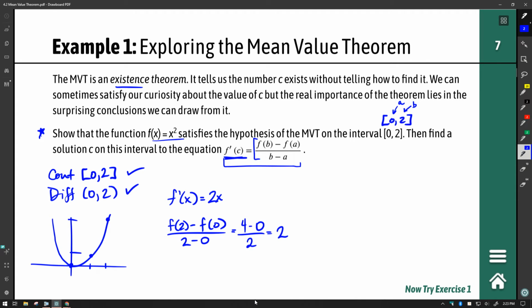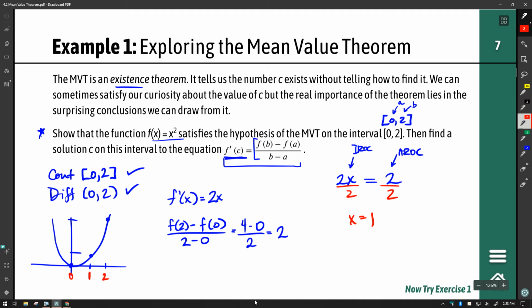So now what we want to do is set those two calculations equal to one another and solve. So where is 2x, the instantaneous rate of change, equal to 2, the average rate of change? This is the I rock. This is the A rock. Well, this is an easy algebra equation to solve. We divide both sides by 2. We get x equals 1. Is that inside the interior of the interval 0 to 2? It sure is. It's here. It's right in the middle.